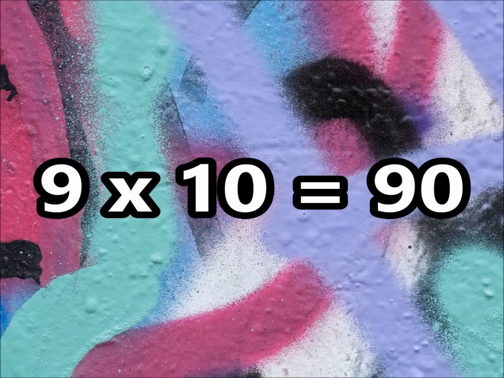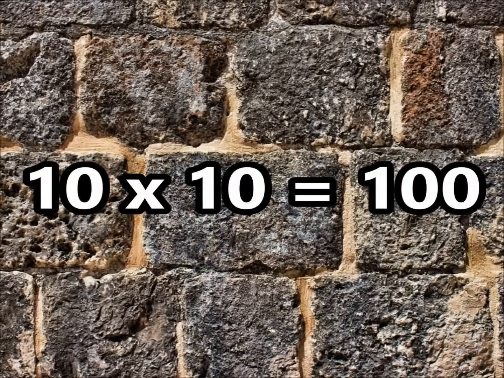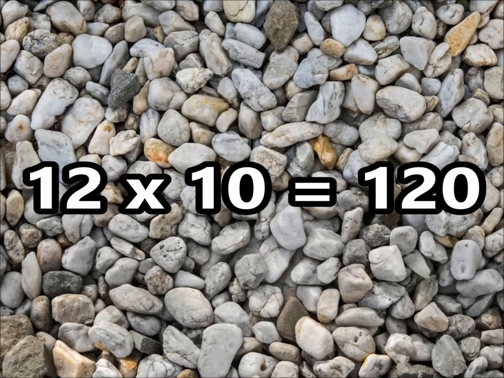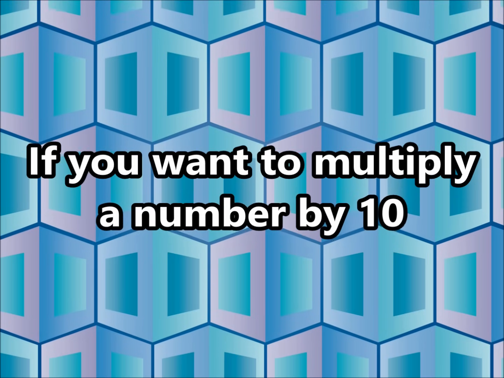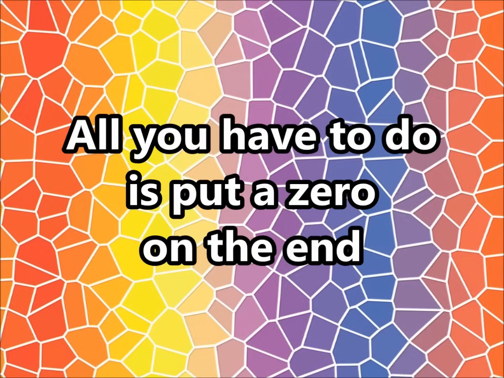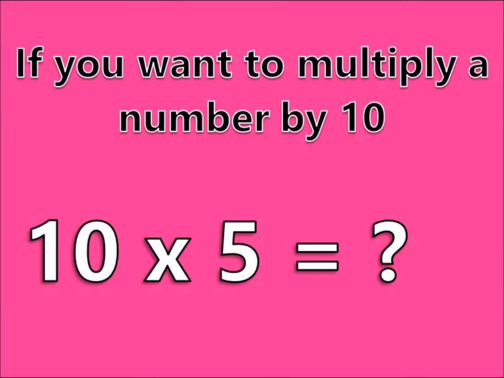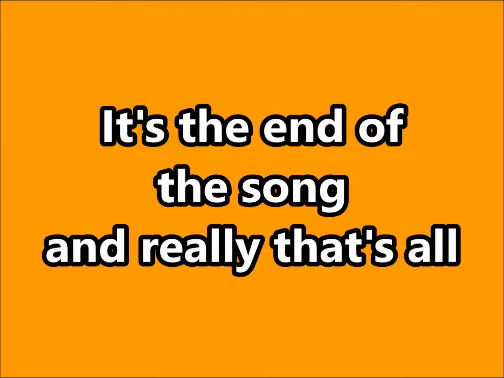9 times 10 is 90. 10 times 10 is 100. 11 times 10 is 110. 12 times 10 is 120. If you want to multiply a number by 10, all you have to do is put a 0 on the end. It's the 10 times table, y'all. It's the end of the song, and really that's all.